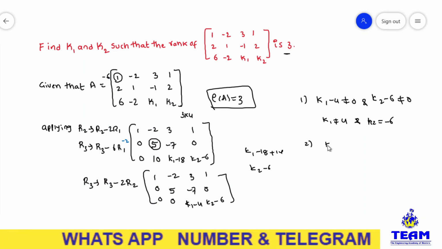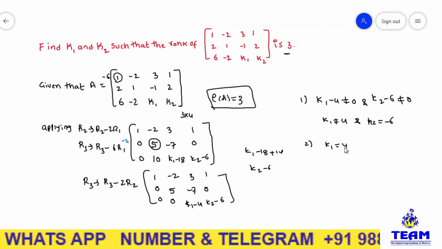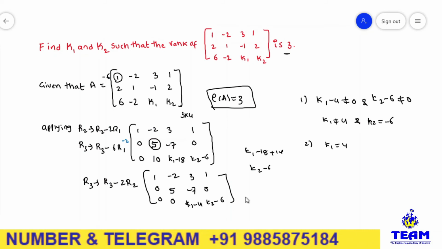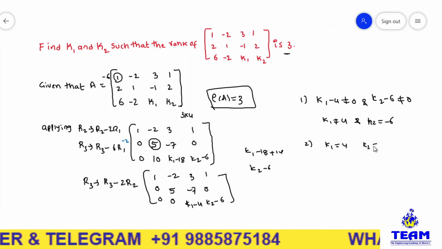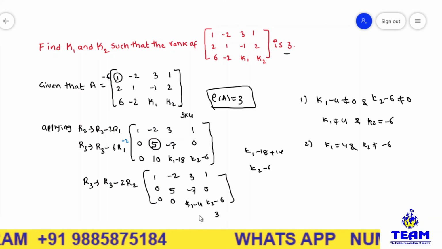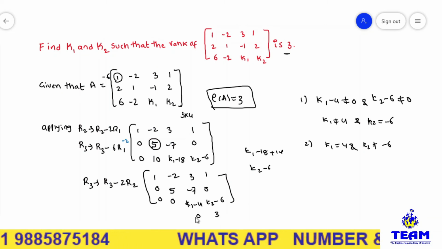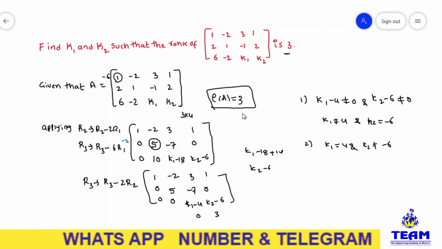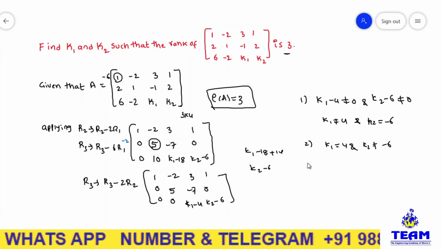The second case is K1 is equal to 4. What will happen if K1 is equal to 4? This term will be 0. But if K2 is not equal to 6, suppose it is 3, then the row is 0 0 0 3. Is it a non-zero row or not? Yes. In this case also rank of A is 3.